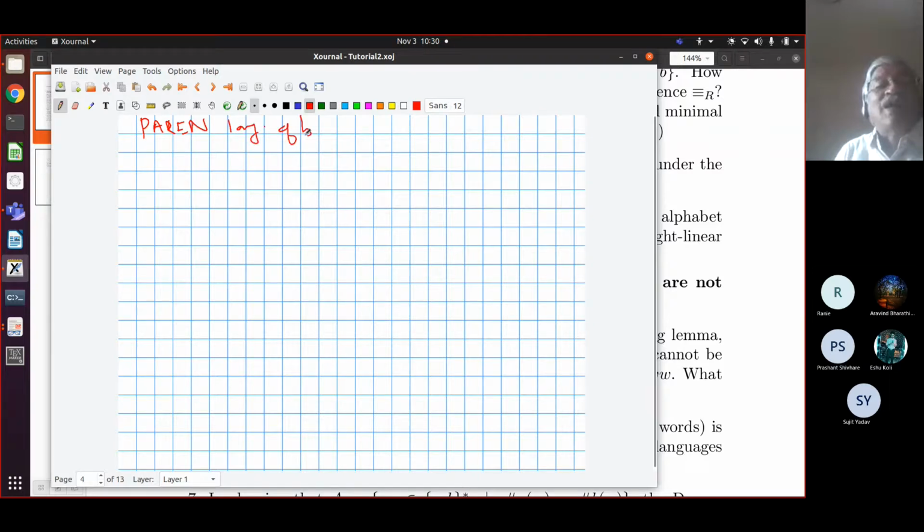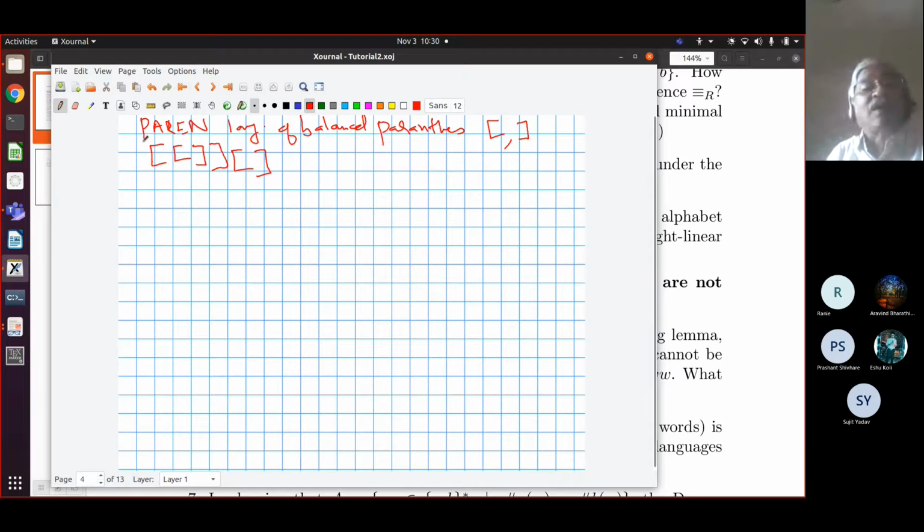Language of balanced parentheses. What are those parentheses? This and this, right? So words like this will be there. Left bracket, right bracket, left bracket, right bracket, right? It has two properties. As you read the string from left to right, the number of left brackets should be larger than or equal to the number of right brackets always, for any prefix. And at the end, they should be equal, right?